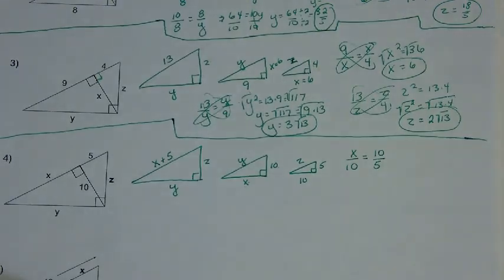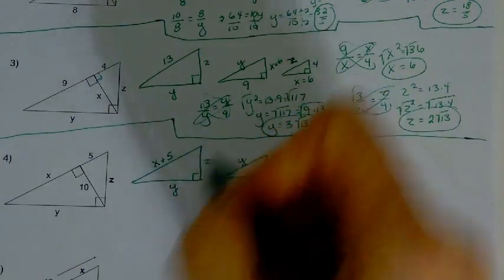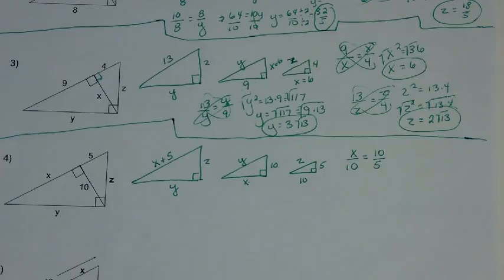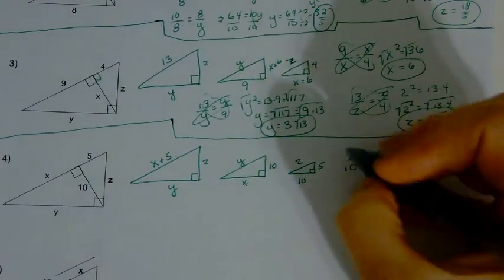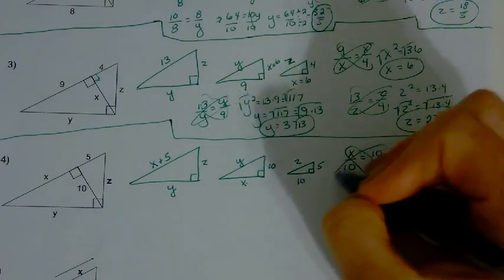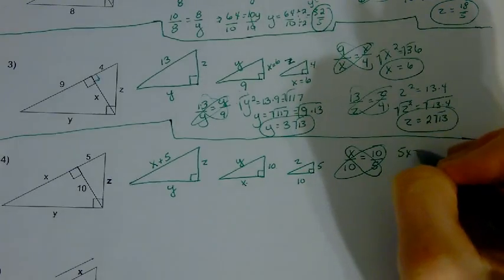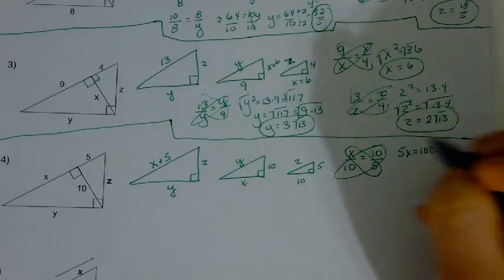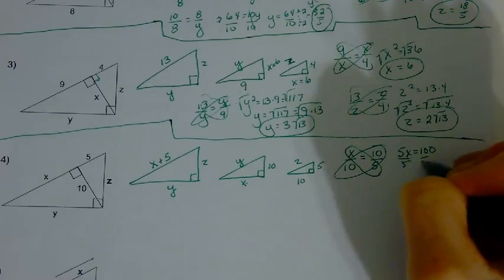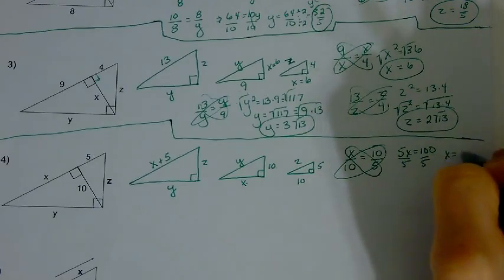Another thing we could do is maybe solve for y first and then plug that in, but there's probably multiple ways you could do this. Alright, let's cross multiply. 5x equals 100. Let's divide by 5. We get x equals 20, and there's our x value right there.